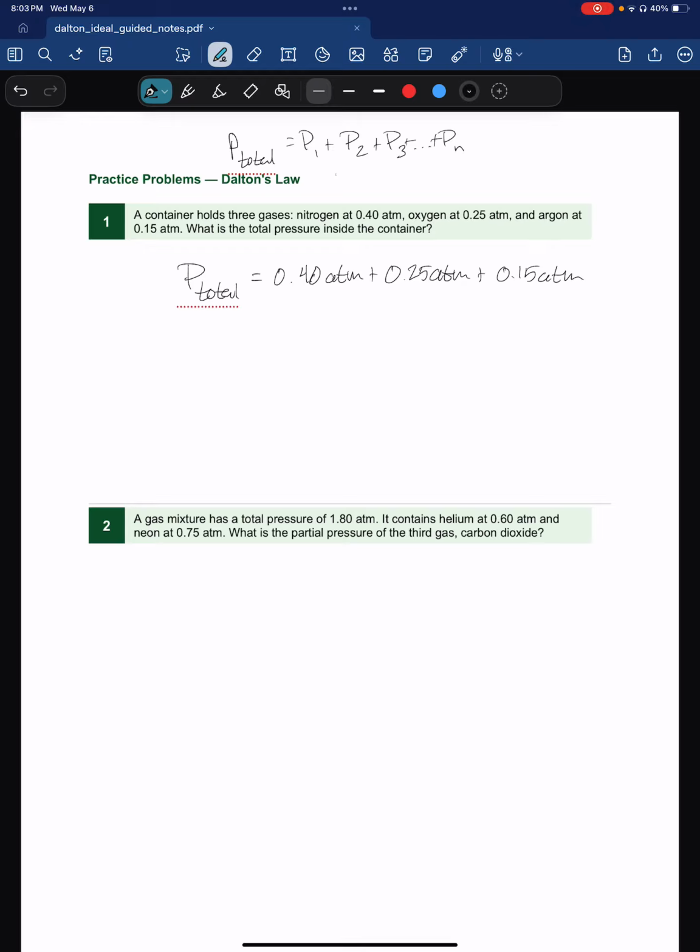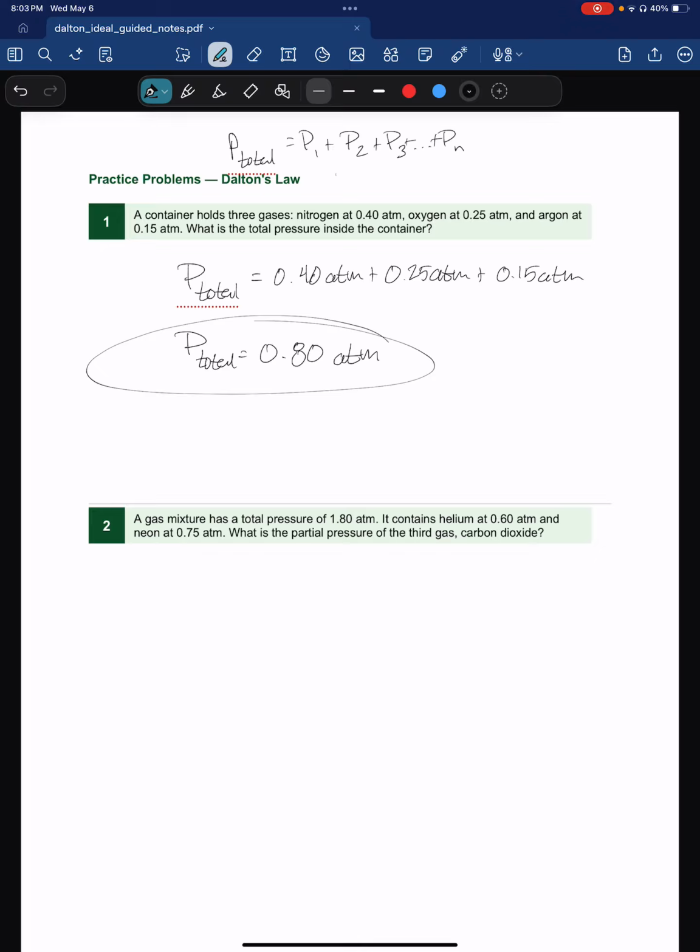Great. And we go ahead and grab our handy dandy calculator, and we have 0.40 plus 0.25 plus 0.15. And we end up with a total P of 0.80 atmospheres. That's it. Easy peasy. Let's look at the next one.